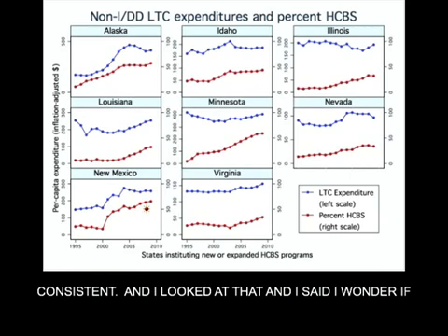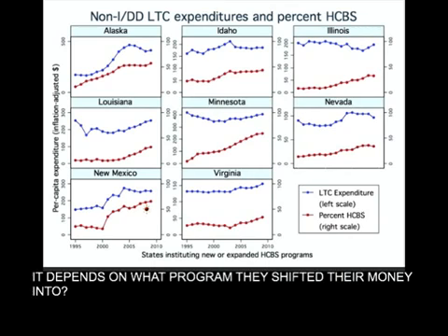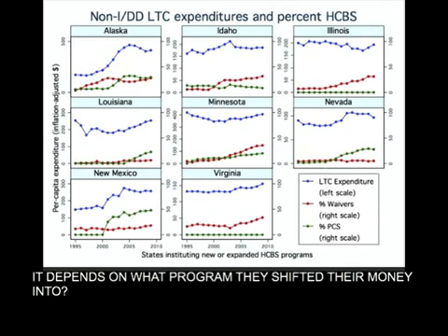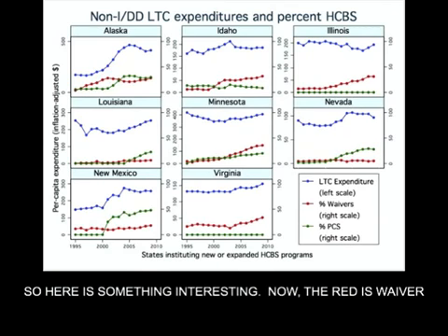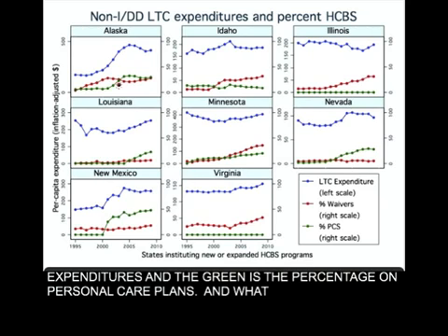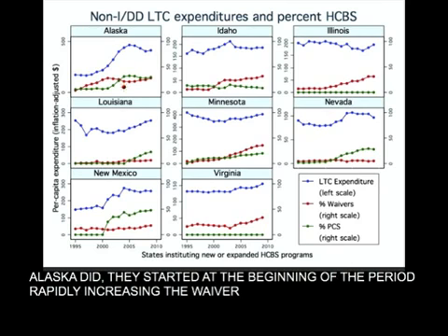It's not consistent. And I looked at that and I said, well, I wonder if it depends on what kind of program they shifted their money into. And so this slide, the next slide, well, here's something interesting. Now the red is waiver expenditures and the green is the percent on personal care plans.